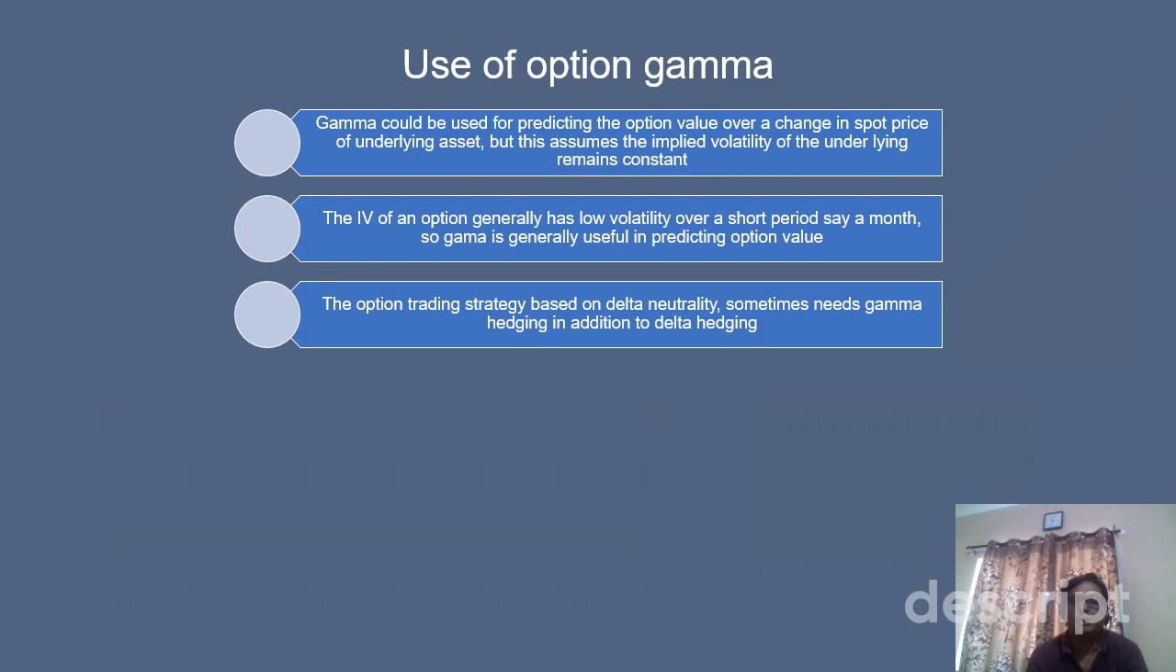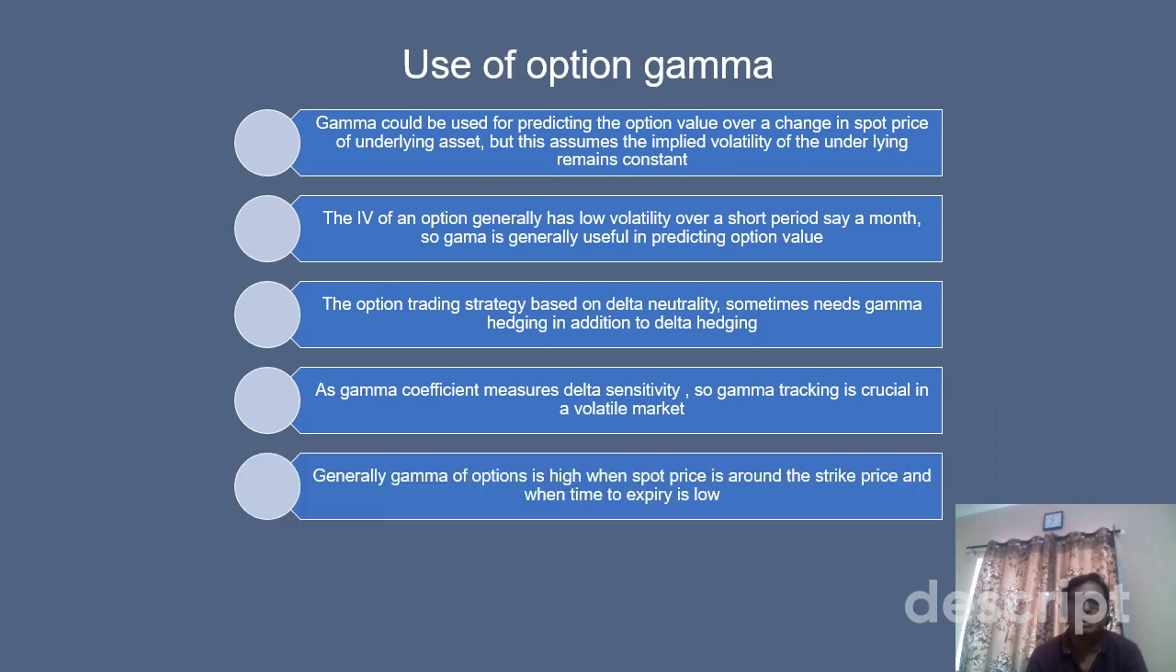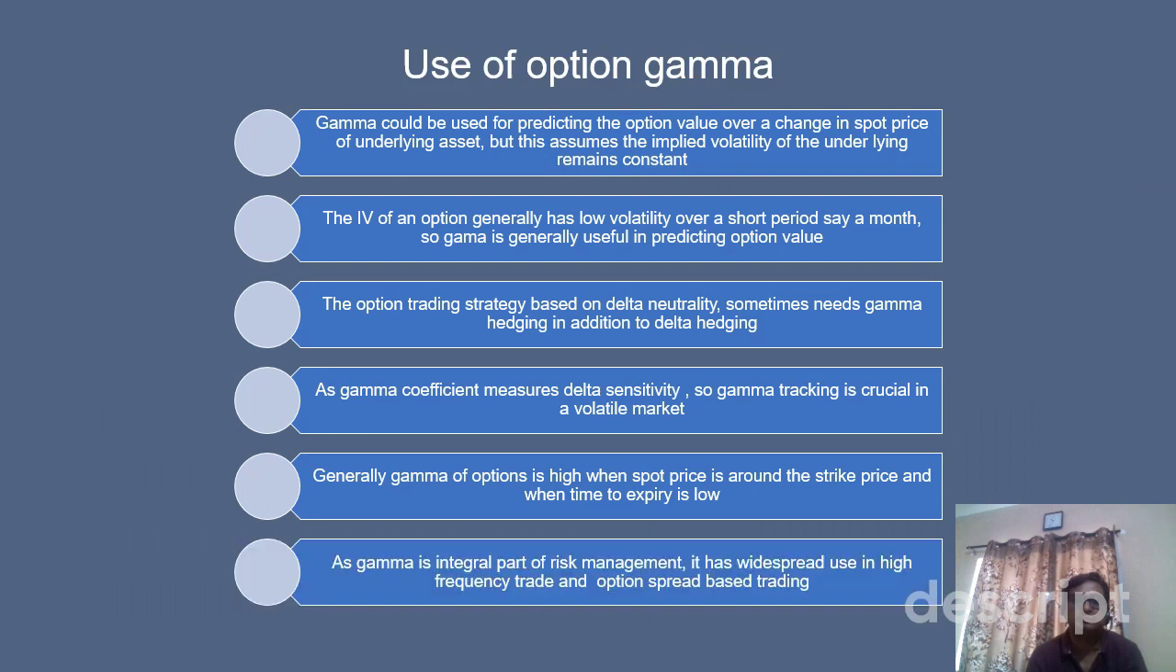The option trading strategy based on delta neutrality sometimes needs gamma hedging in addition to delta hedging. As gamma coefficient measures delta sensitivity, gamma tracking is crucial in a volatile market. Generally, gamma of options is high when spot price is around the strike price and when time to expiry is low. As gamma is an integral part of risk management, it has widespread use in high-frequency trade and option spread-based trading.